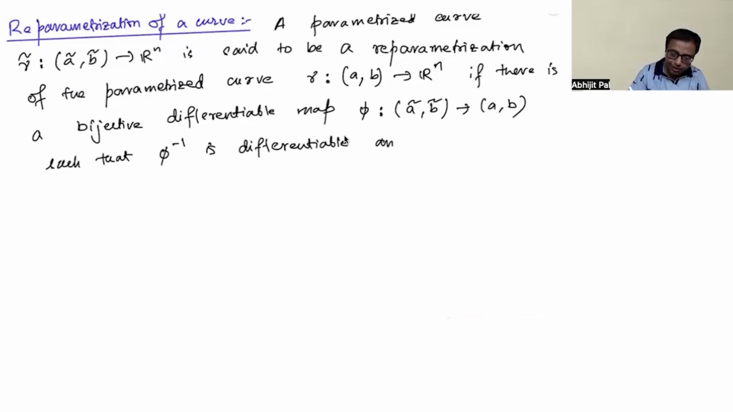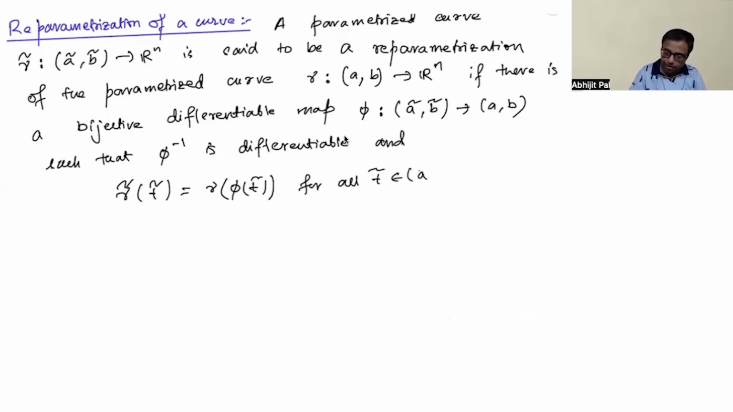So this condition says that, if I have this diagram, phi is a map from this open interval a tilde b tilde to ab, and gamma tilde is defined on this open interval and gamma is defined on this open interval. So this diagram commutes. So this is the definition of reparametrization.